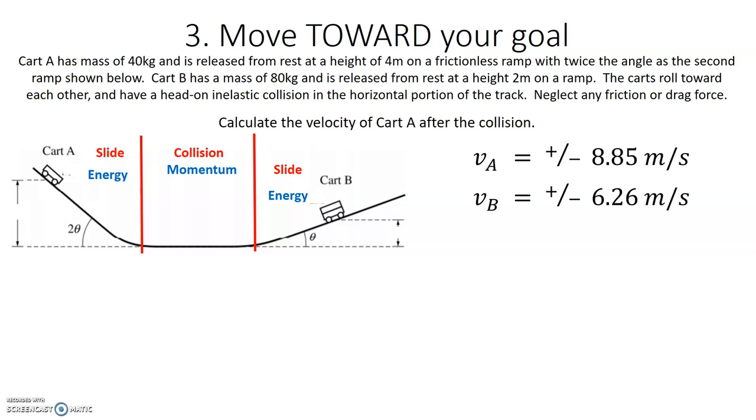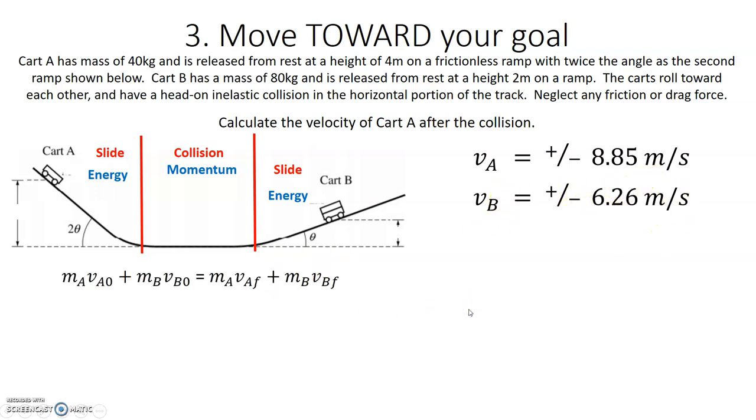Okay, now that we have the velocity of cart A and the velocity of cart B as they hit the horizontal portion of our problem, we are now in the zone of momentum. We know we're going to have that collision, and we're definitely going to need that velocity information to solve the problem. So I'm going to break it down into the collision. I'm going to completely ignore the inclines and say that my initial velocity according to momentum for cart A is 8.85, and the velocity for cart B when it gets into that momentum zone is 6.26.